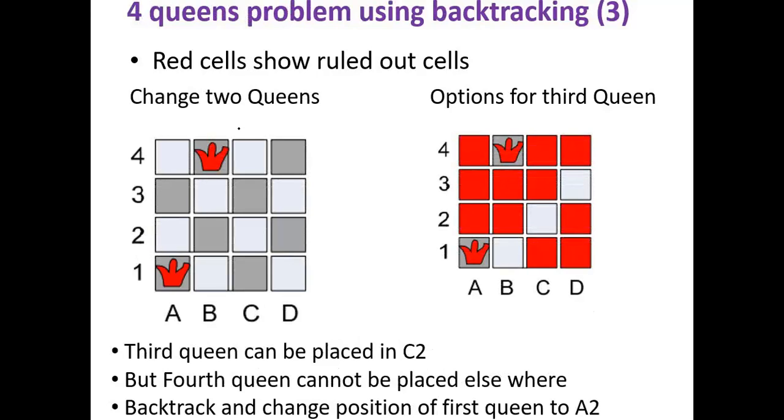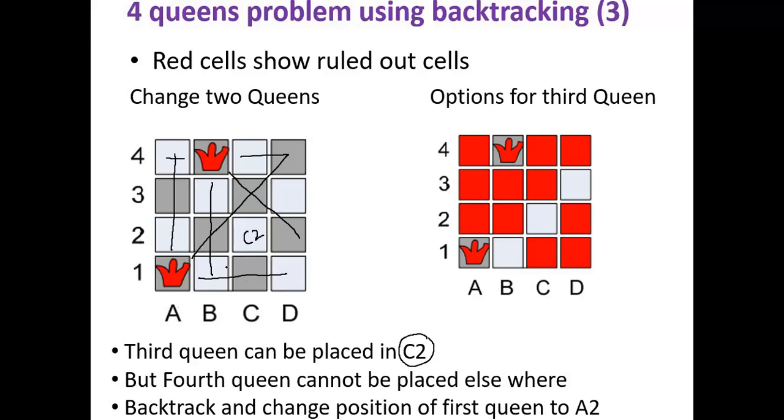Okay, so now I have placed the queen here. So again, I'm just drawing the path so that you can understand. Okay, now this particular queen, it can move like this, like this, like this. Okay, now you have a place. Now you have a place for the third queen. Okay, so in C2 you can place the third queen.